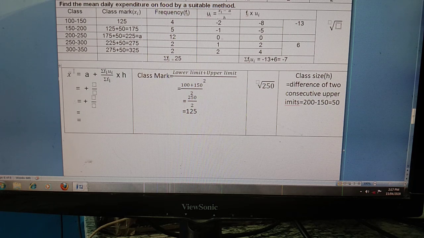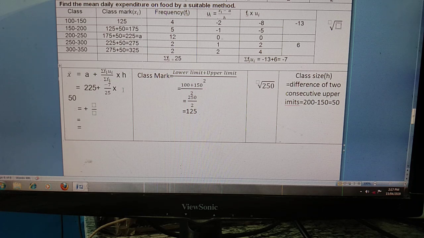Let us move towards the formula of the mean, which is x bar equals A plus sigma fiui upon sigma fi into h. Let us substitute the values. A we have 225, sigma fiui is minus 7. In the denominator, sigma fi, which is 25, into h, here we have h, which is 50.